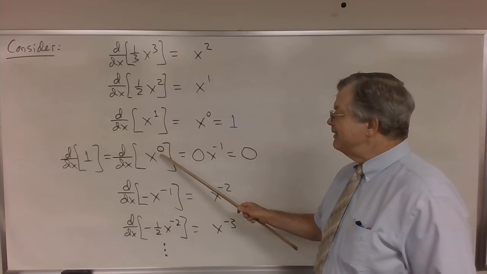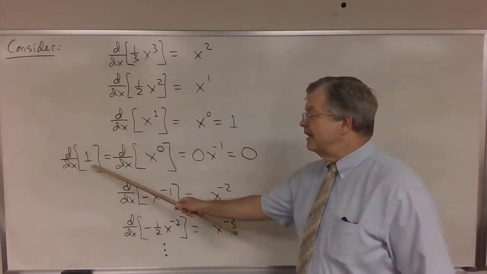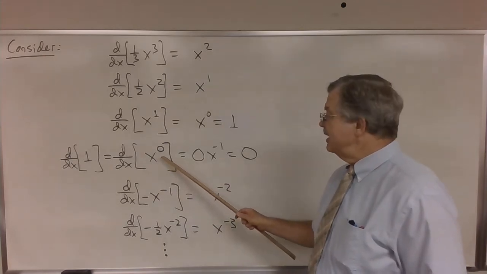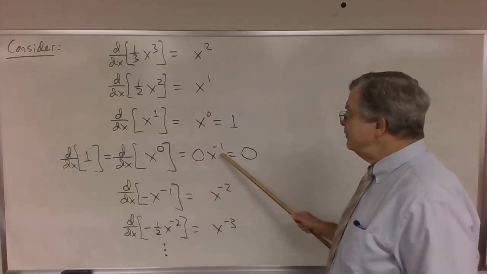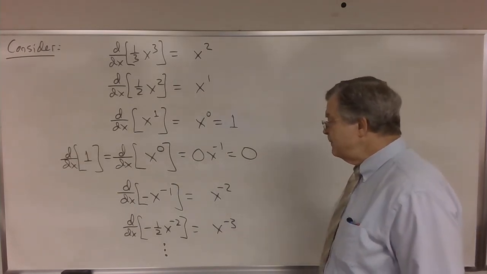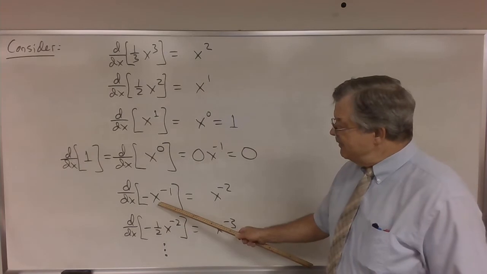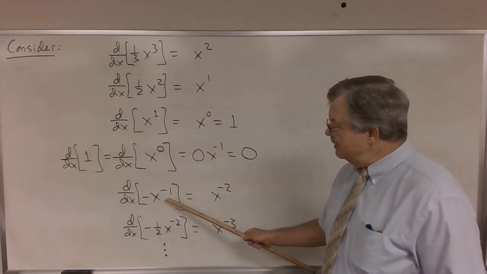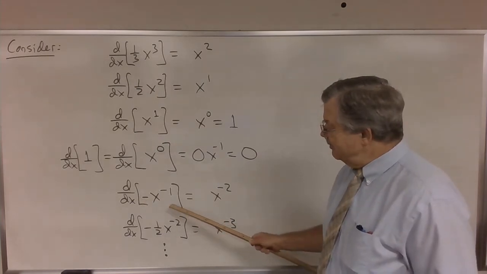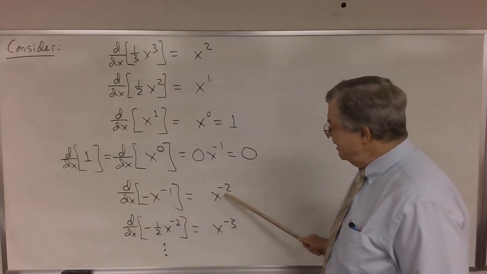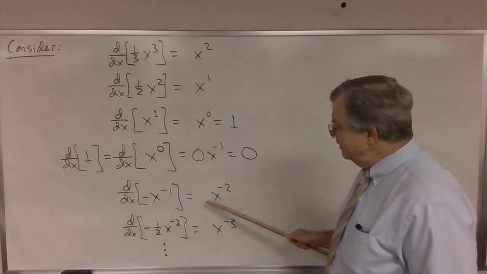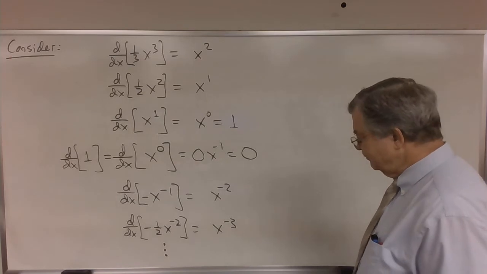Compute the derivative of x to the 0, but that's just 1. Derivative of 1, derivative of x to the 0, same thing. We get 0 times x to the -1 by the power rule, and that's 0. The derivative of negative x to the -1, let's see, -1 times -1 is +1. Subtract 1 from the exponent, -2. So the derivative of negative x to the -1 is x to the -2.